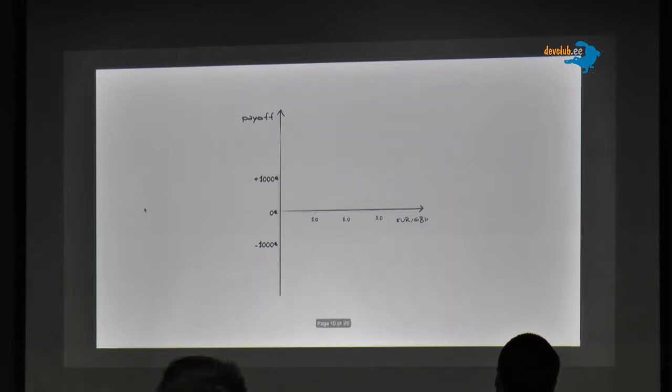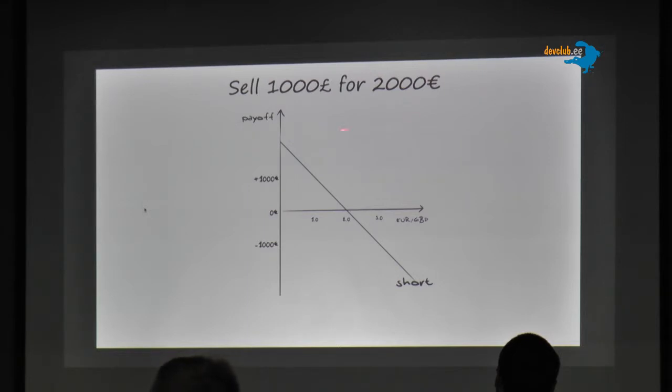Okay, so now let's clear this and let's draw the same graph for a short. This is the short position. So now we sell 1,000 pounds for 2,000 euros on the market. And this is a short position because we don't really have these pounds. We borrowed them from the bank. So the exchange rate as of now is 2.0. Now, what happens if it goes down?